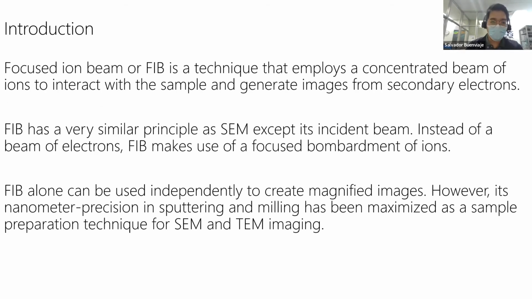So FIB, or focused ion beam, is a technique that employs a concentrated beam of ions to interact with the sample and generate images from the emitted secondary electrons. So if you compare it to SEM, it has a very similar principle, except that in FIB, we make use of ions as the incident beam. In SEM, we make use of electrons.